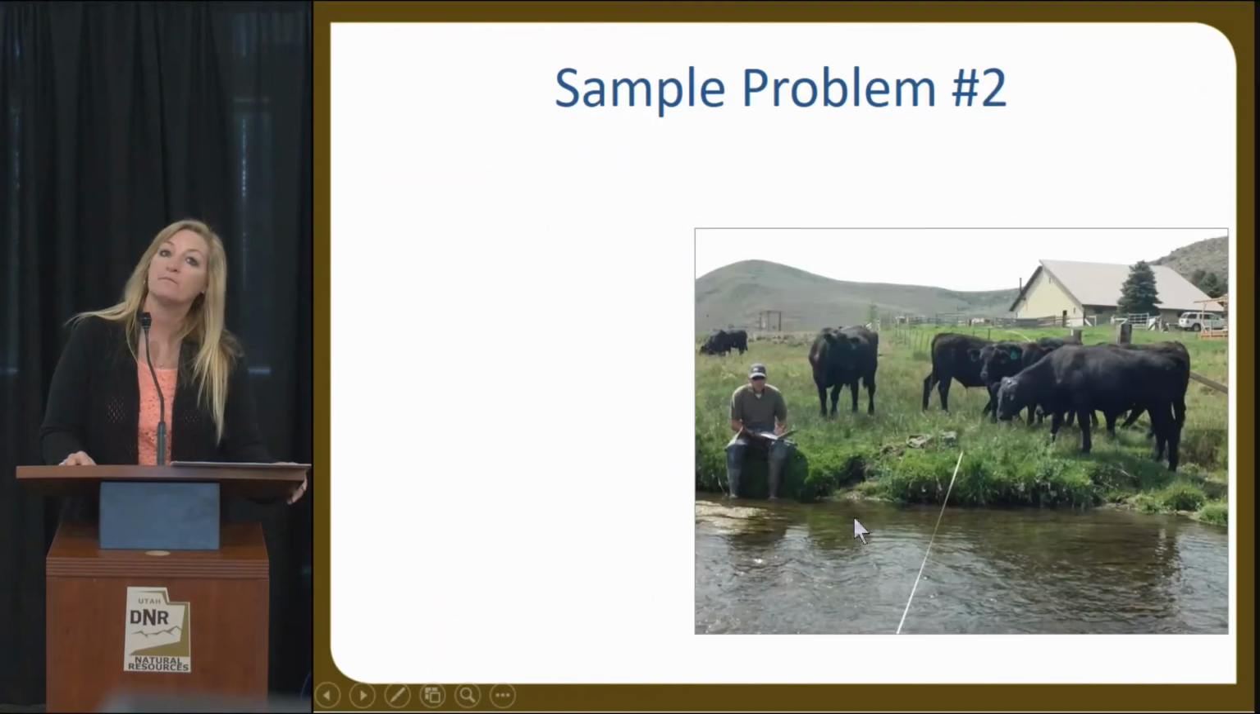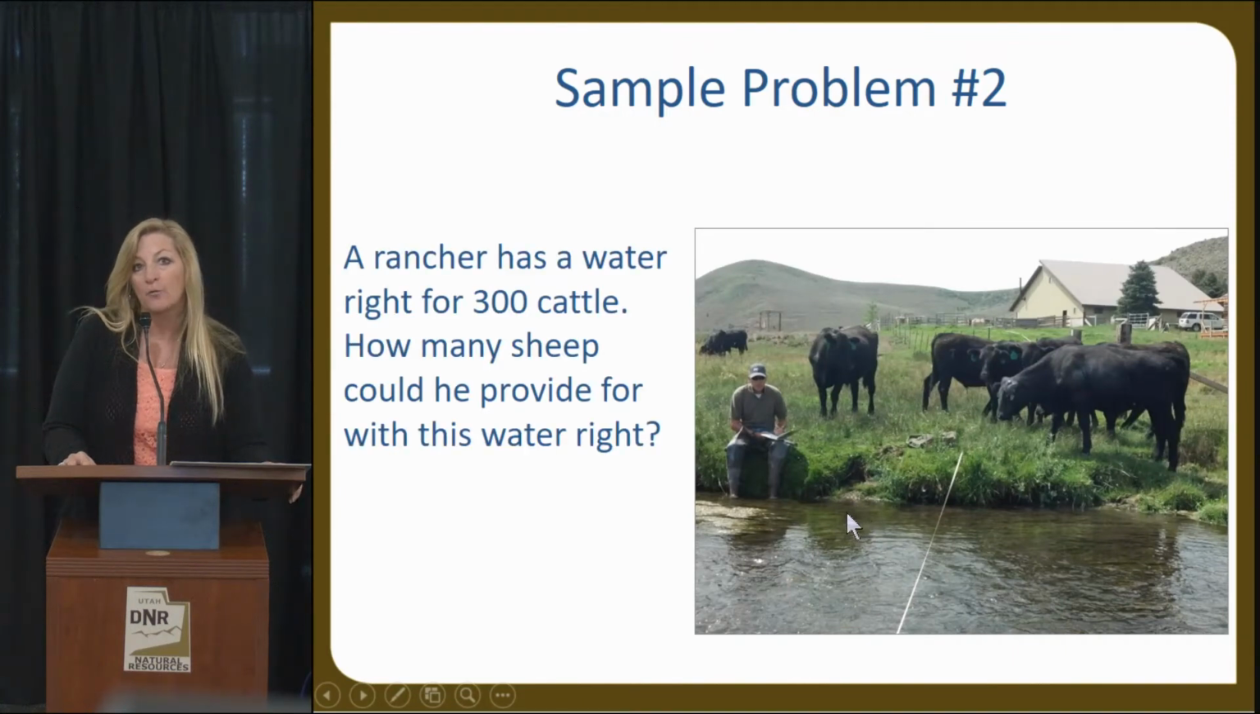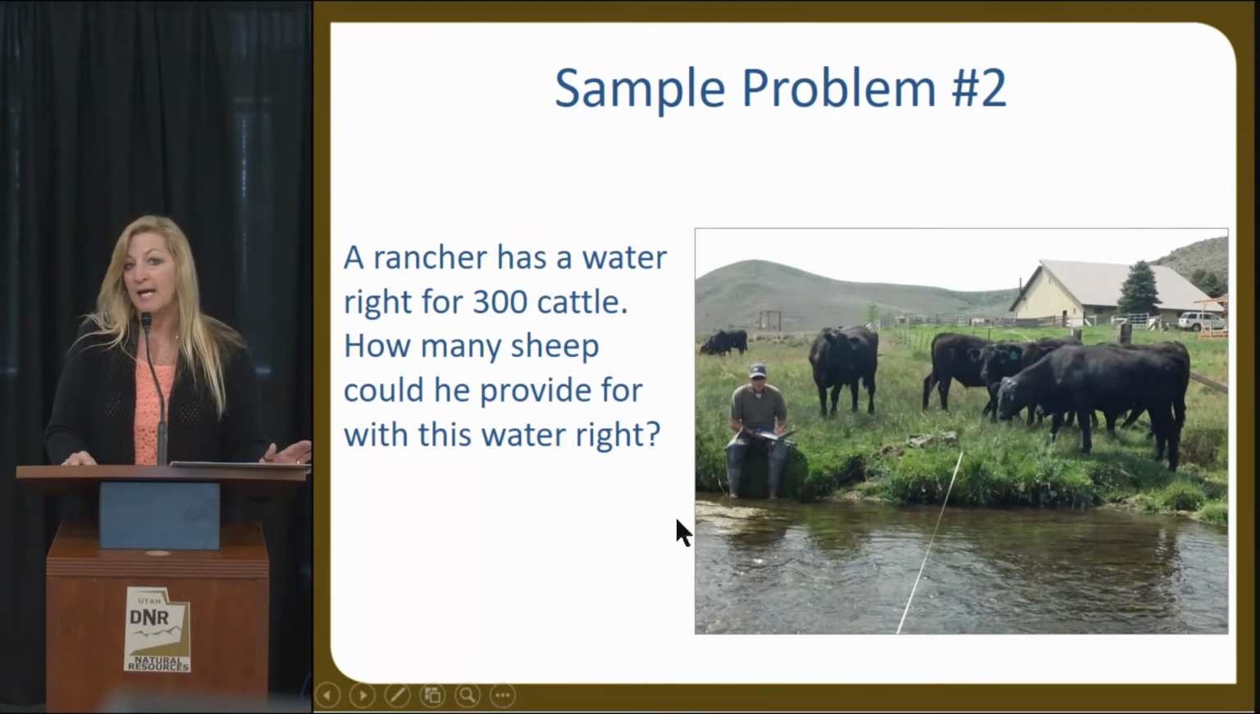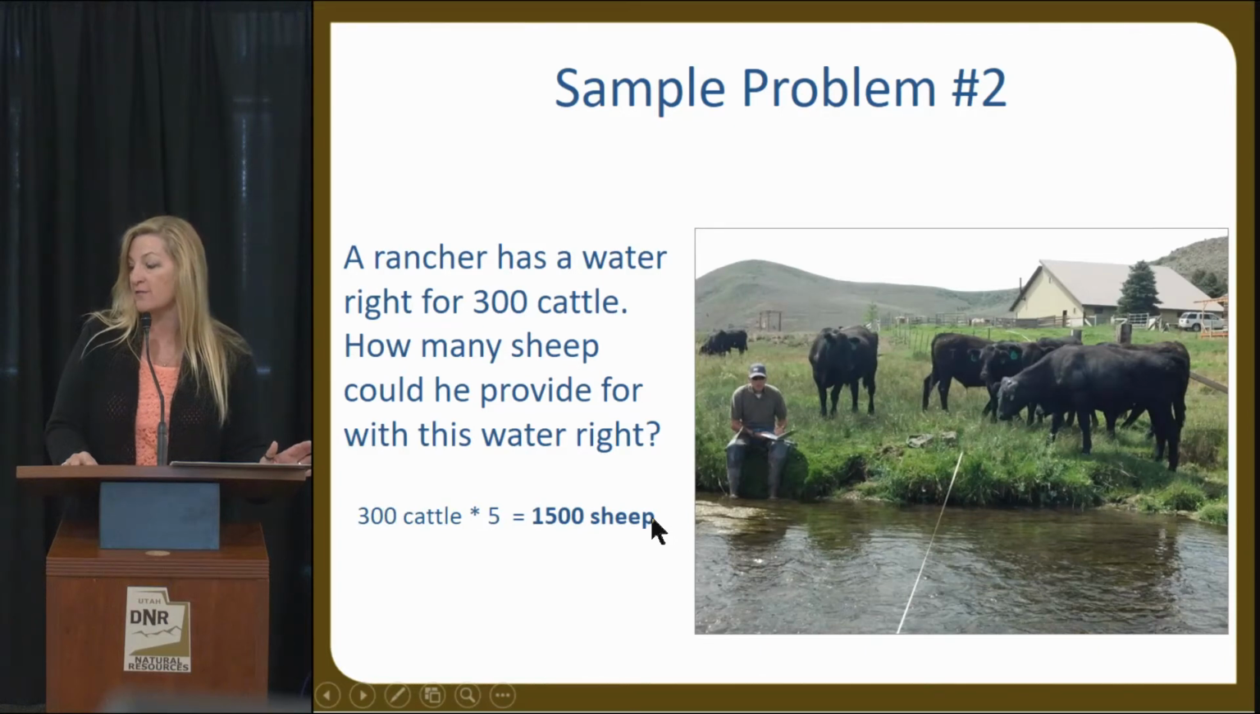Okay. Sample problem number 2. A rancher has a water right for 300 cattle. How many sheep can he provide for with this water right? The sheep is a medium-sized animal. So you take the 300 cattle and multiply it by 5, because it's 5 sheep per 1 cow. So he can water 1,500 sheep.